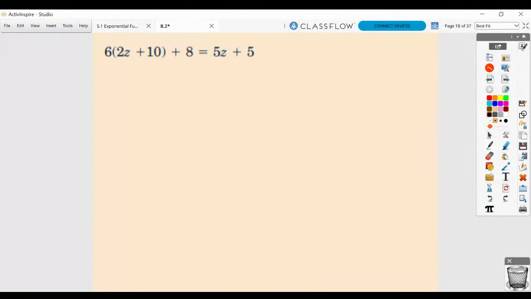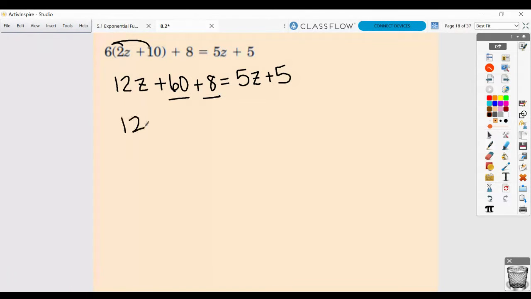Okay, here's the next equation. Distribute the 6. So you get 12z, and then 6 times 10 is 60. We distributed. Now we have to see if we can combine any like terms together, and it looks like I have a 60 and an 8. So 12z plus 68.